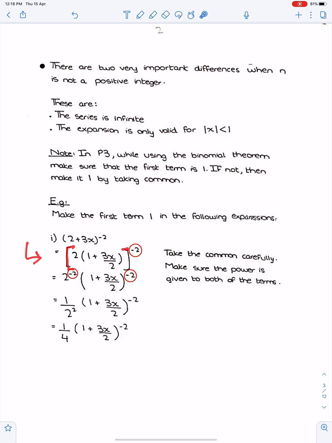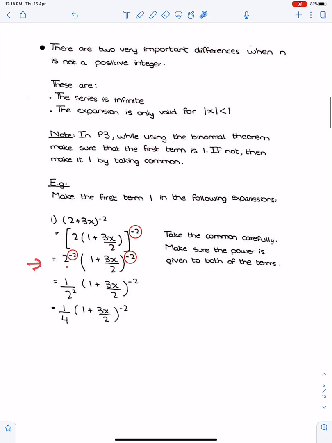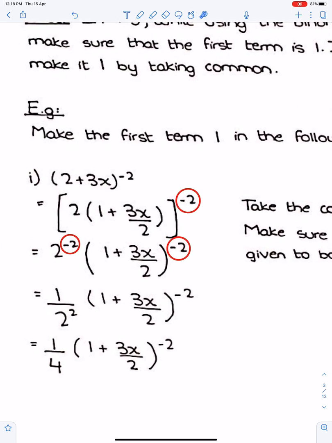Always use a square bracket after taking common. Then distribute this power to both the terms, to this 2 and this expansion. When you distribute this power, you will get 2 power minus 2. This 2 will become 2 power minus 2 and this expansion will become whole power minus 2. Now simplify this term very carefully. 2 power minus 2 will become 1 upon 2 square, and then it will become 1 upon 4. And leave this expansion as it is.